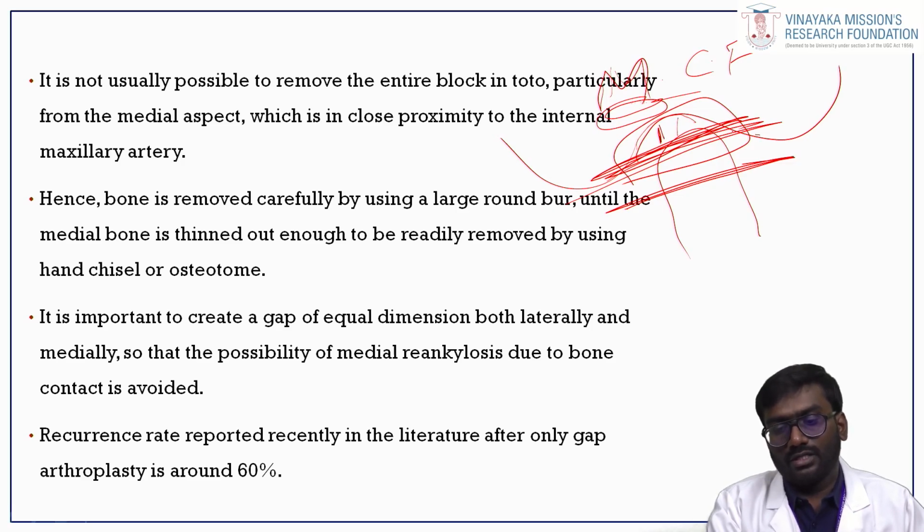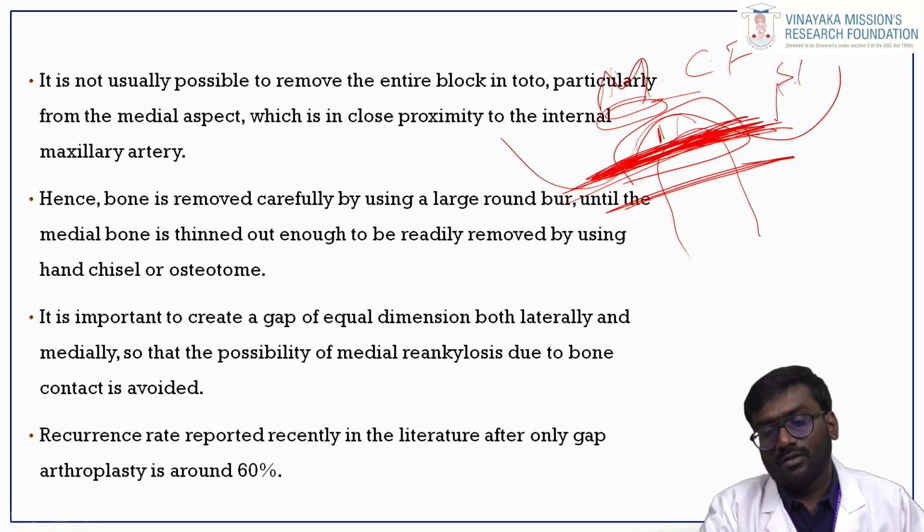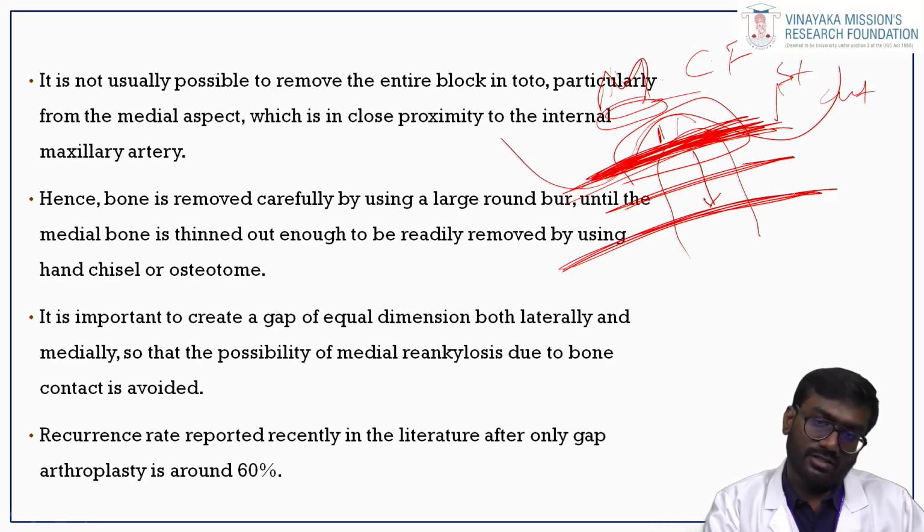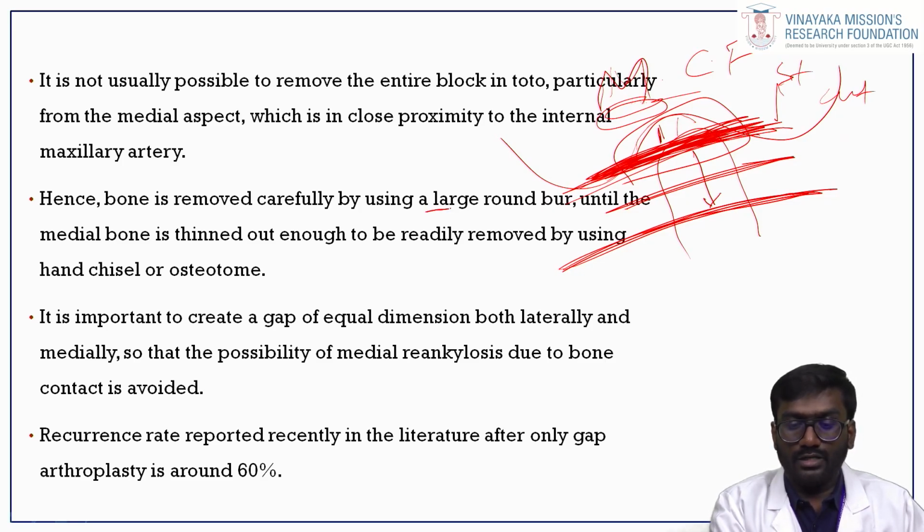So you will leave this. Parallel to the articular eminence, you start your first cut. The shaded area is your first cut. From there you take 1 centimeter down and you give your second cut. The cut is given by rotary instruments, a burr. Later you can use chisels and osteotomes. For bone removal, the instruments are a large round burr, chisels and osteotomes.